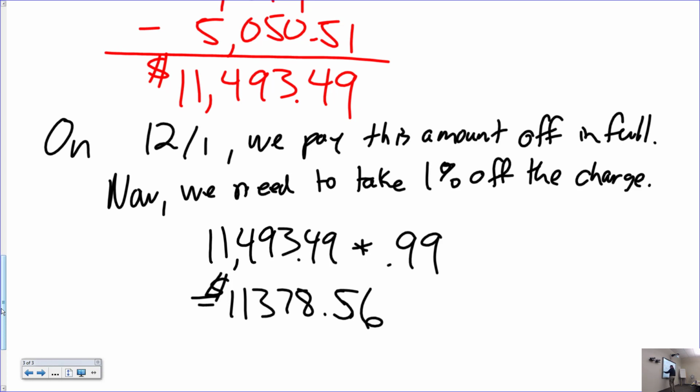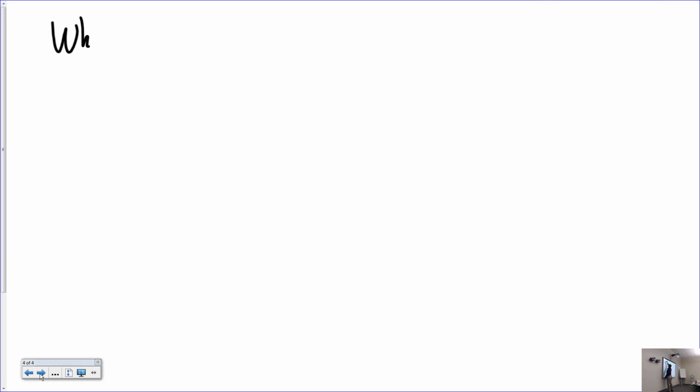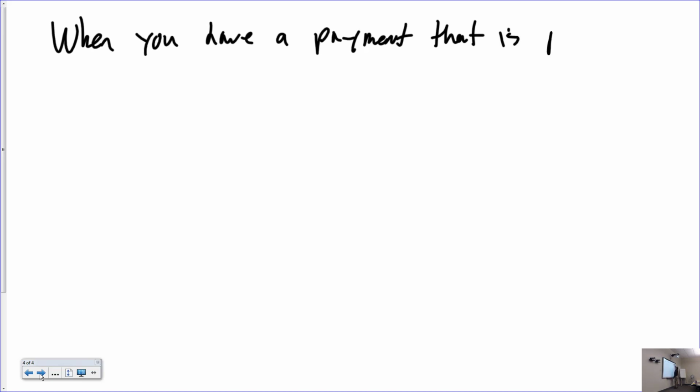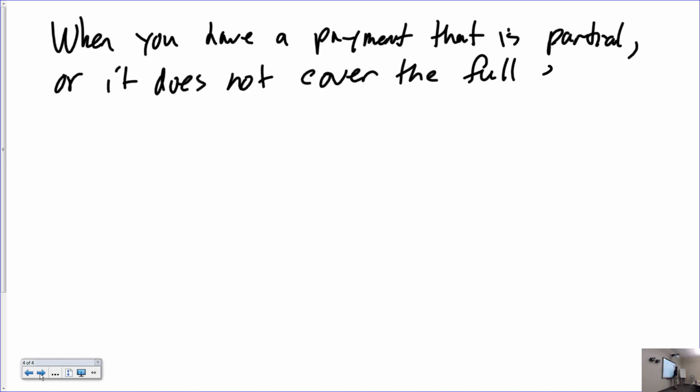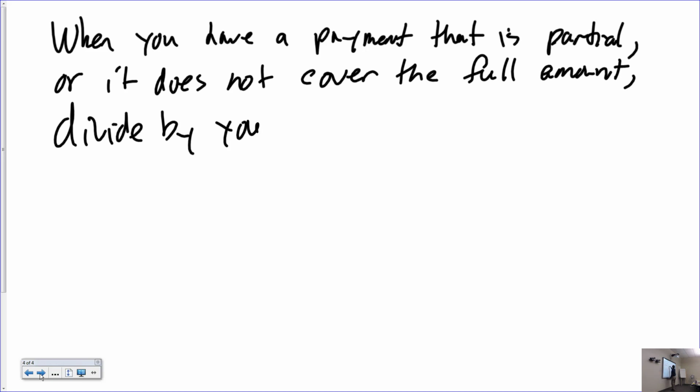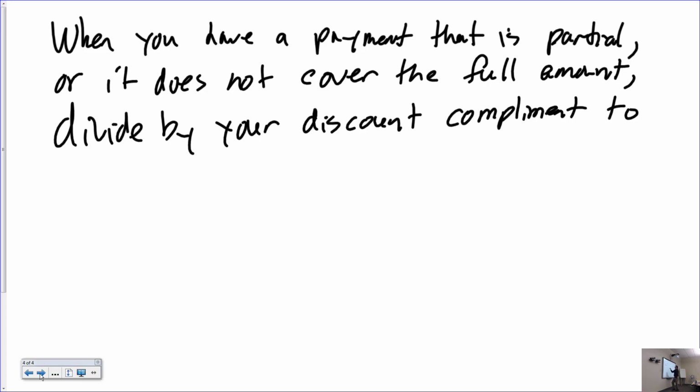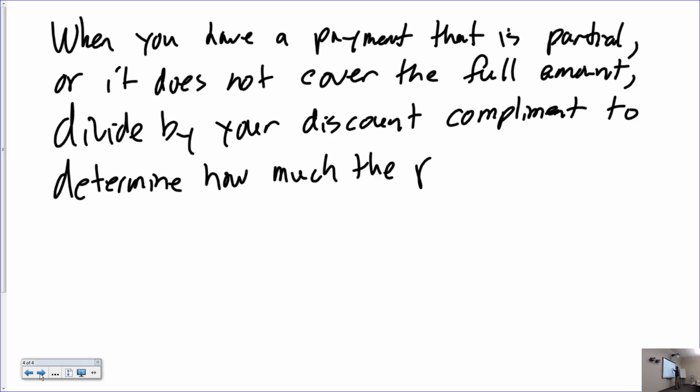All right, so anyways, the key to that particular problem, folks: when you have a payment that is partial, or does not cover the full amount, divide by your discount complement to determine how much the payment is worth. So that's sort of your long-winded explanation of what I just went through.